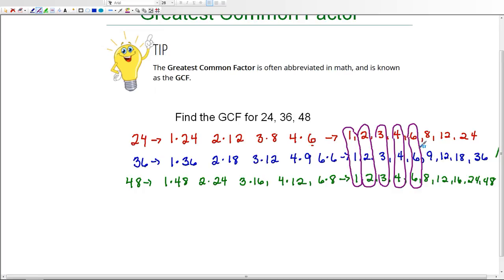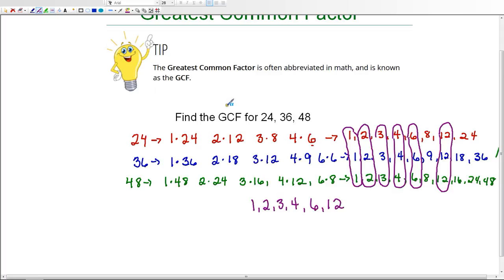Here's where it gets a little tricky, because 36 does not have 8 as a factor, so that will not work. But they do all 3 have 12 as a factor. And since 36 doesn't have 24, that won't work, and none of the remaining factors will work. So the common factors for the 3 numbers are 1, 2, 3, 4, 6, and 12. So all of these factors are considered common factors. That means that they are the same.